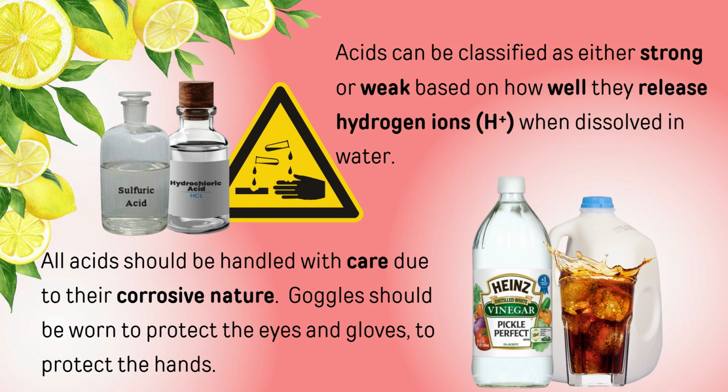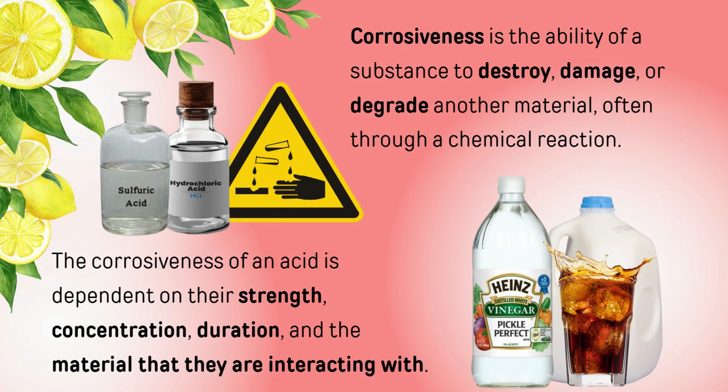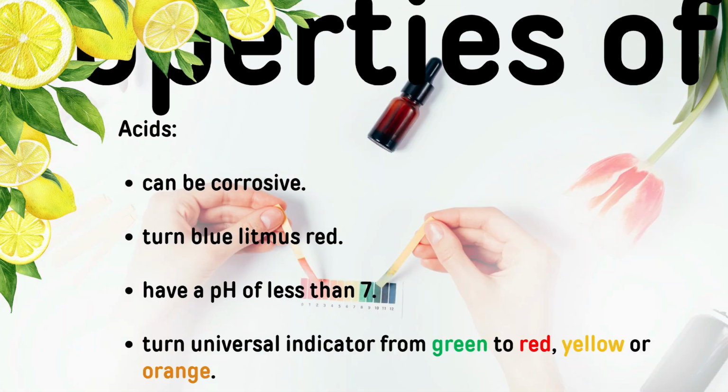Acids can be classified as either strong or weak based on how well they release hydrogen ions when dissolved in water. All acids should be handled with care due to their corrosive nature. Goggles should be worn to protect the eyes and gloves to protect the hands. Corrosiveness is the ability of a substance to destroy, damage, or degrade another material, often through a chemical reaction. The corrosiveness of an acid is dependent on their strength, concentration, duration, and the material that they are interacting with.